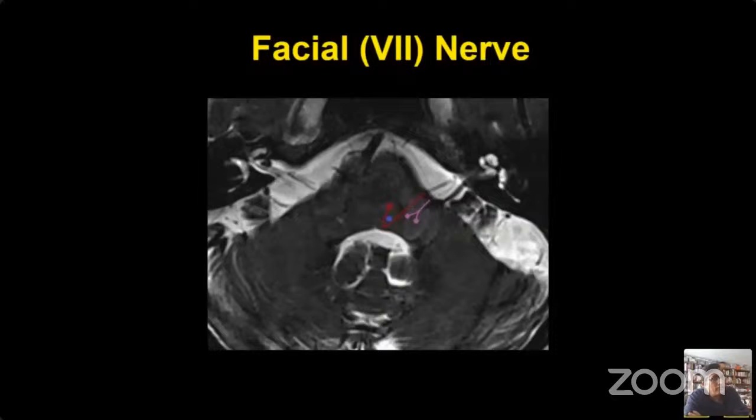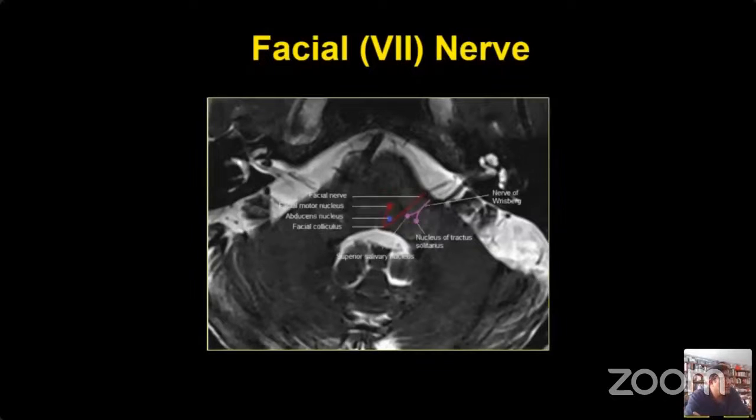And then it comes out from the side of the brainstem. Like the fifth cranial nerve, which emerges from the side, the sixth emerges from the front or the ventral surface, and the seventh again emerges from the lateral surface of the brainstem. So that's the facial nerve. That is the nucleus. This is the abducent nucleus. That's the facial colliculus. And these two are the nucleus of the tractus solitarius and the superior salivary nucleus. So these two are the parasympathetic fibers.